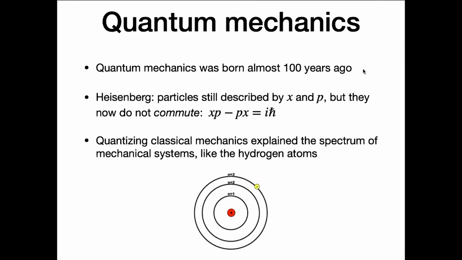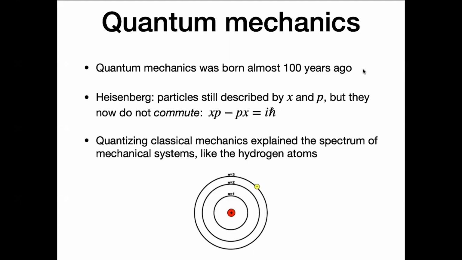When quantum mechanics was born 100 years ago, with the work of Heisenberg and then slightly later, Schrödinger, it was first motivated by a desire to understand a system of particles, like the hydrogen atom, which is a simple system of a nucleus, protons, and electrons interacting through a Coulomb potential.